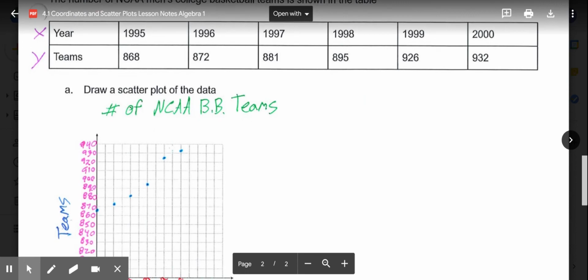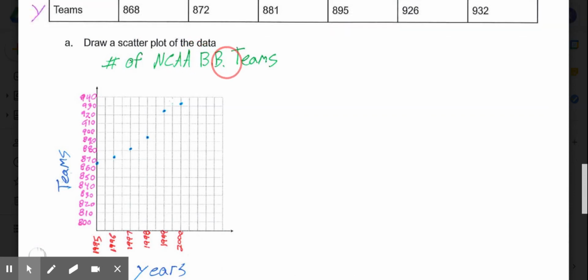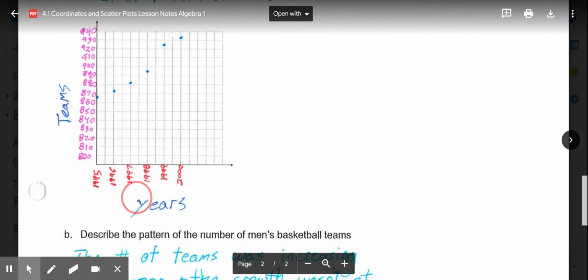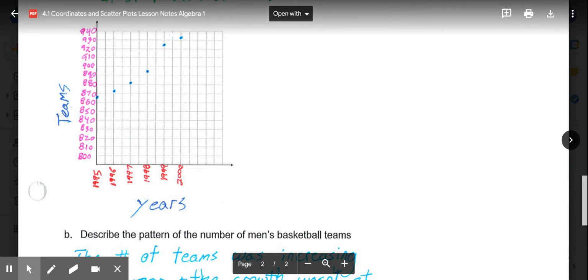So to draw the scatter plot of the data, again, we want to title our graph. So the number of NCAA boys basketball teams. Teams are along the y-axis. Years are along the x-axis. So for the years, you can see I just spaced them equally with one space in between. For the teams, I started at 800. So I jumped from 0 to 800. And then I went by tens.